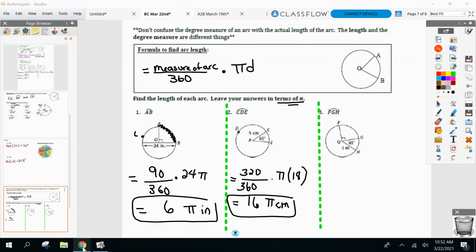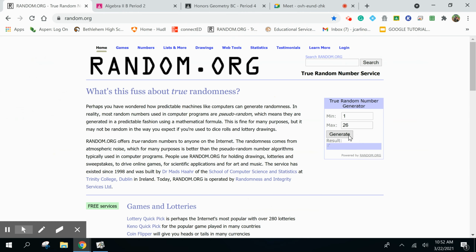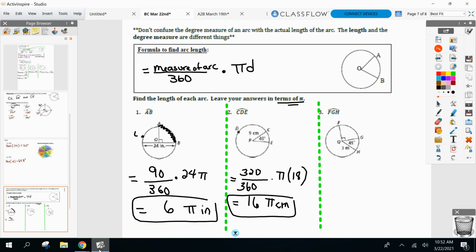What was the measure of the arc first? Measure of that arc? Will, good morning. What's the measure of that arc? 135 degrees. Good job, 90 and 45. Kid can add. And then radius is 3, diameter would be 6.